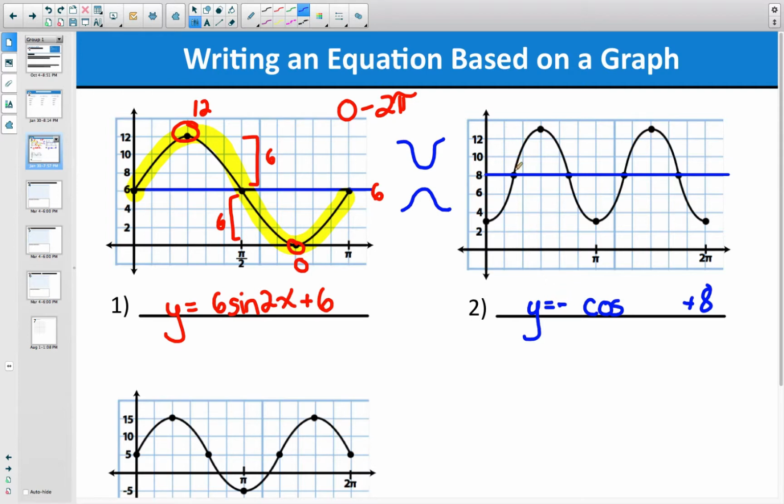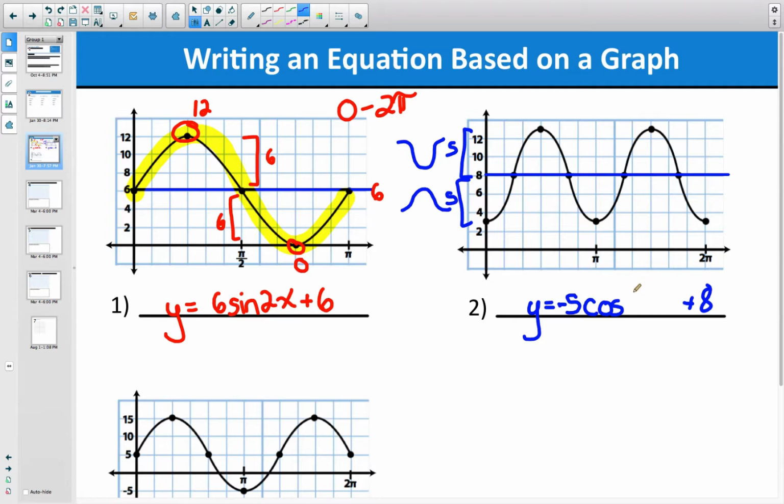Now let's figure out what our amplitude is. The amplitude is the distance from the midline to the lowest, or from the midline to the highest. So 3 to 8 is 5 units, 8 to 13 is 5 units. So the amplitude is 5. So we're looking at y equals -5 cosine.